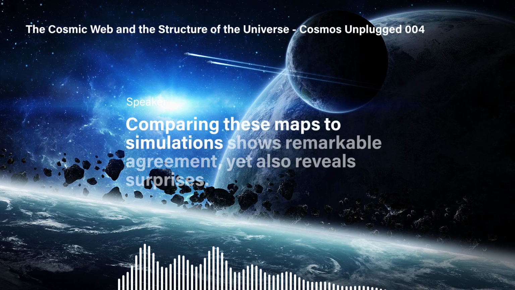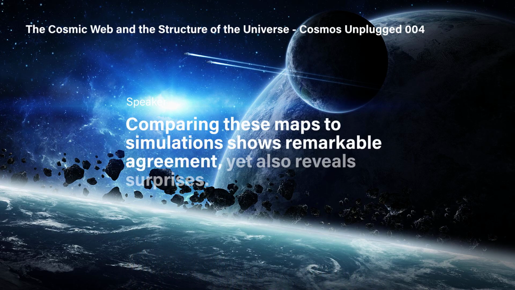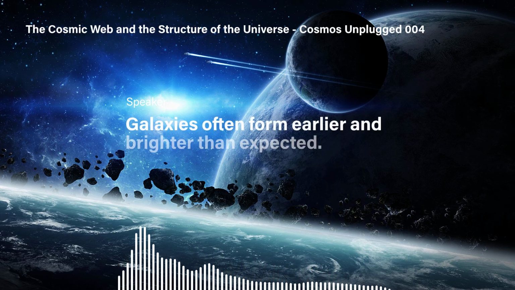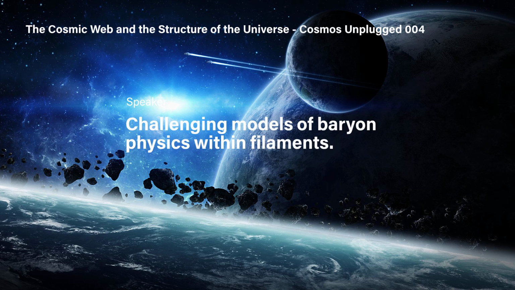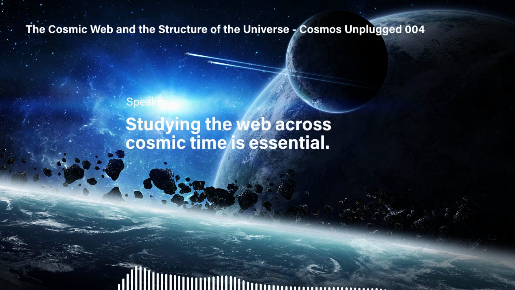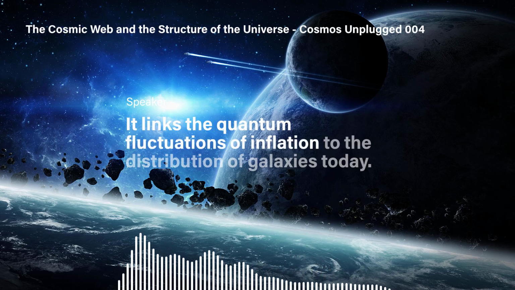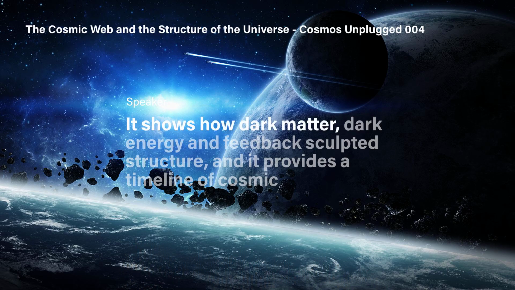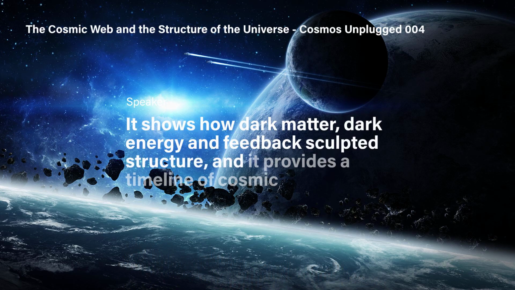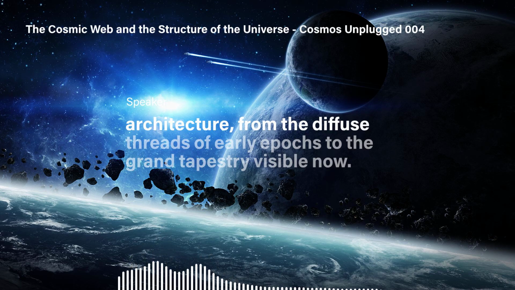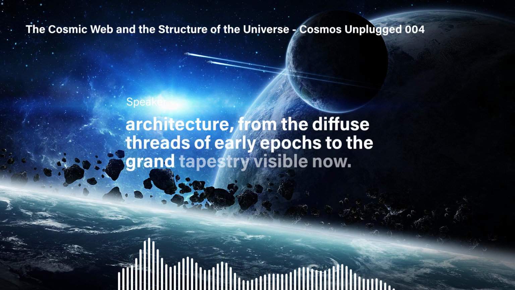Comparing these maps to simulations shows remarkable agreement, yet also reveals surprises. Galaxies often form earlier and brighter than expected, challenging models of baryon physics within filaments. Studying the web across cosmic time is essential. It links the quantum fluctuations of inflation to the distribution of galaxies today. It shows how dark matter, dark energy, and feedback sculpted structure. And it provides a timeline of cosmic architecture, from the diffuse threads of early epochs to the grand tapestry visible now.